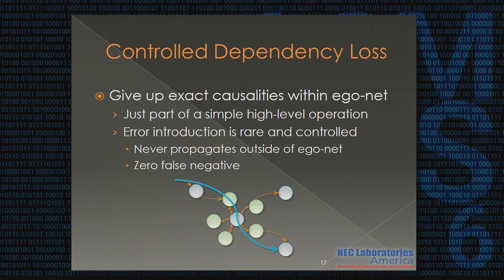Let me give you a quick argument. For example, imagine you have this information flow through the network of dependencies. This is the ground truth. When we apply our dependency approximation, instead of checking the dependencies within the ego net, we check all the dependencies outside the ego net. We only aggregate those edges which do not hurt dependency tracking that goes outside the ego net. So if any error is ever introduced, it will never propagate outside of the one hop.